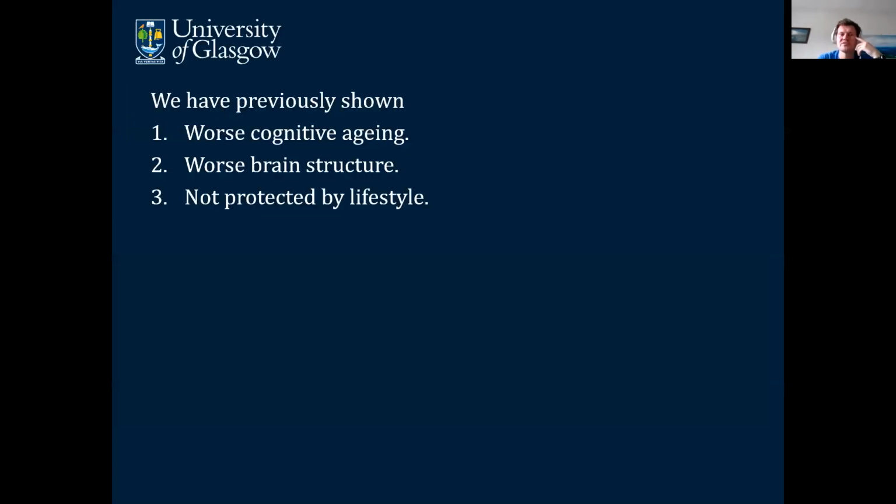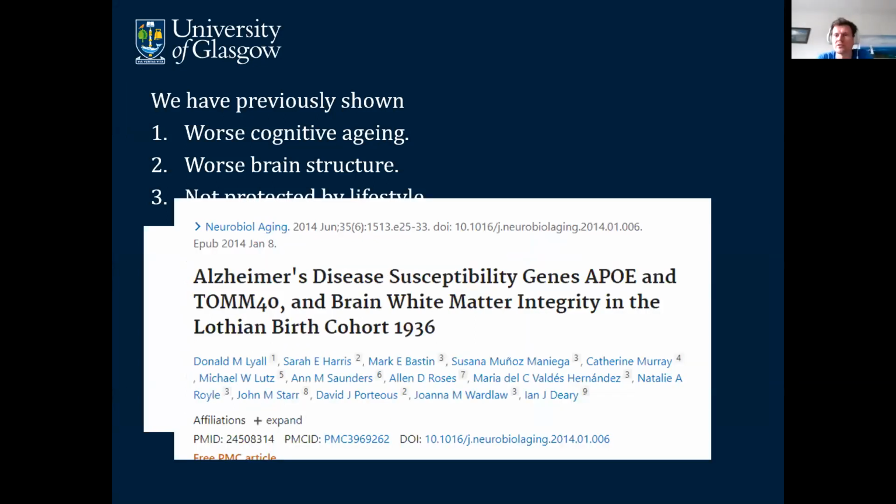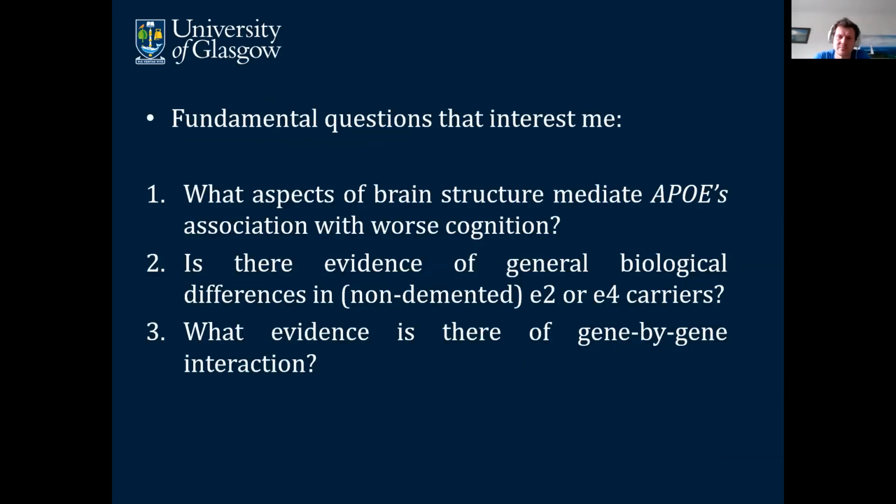So in previous studies, we've generally shown that ApoE4 genotype is associated with worse cognitive aging in the Lothian Birth Cohort, with worse brain structure, and also that it's not really offset by lifestyle. It doesn't really interact with lifestyle. So if you have an ApoE4 allele, it doesn't seem to, at least, increase your vulnerability to things like smoking or drinking too much or not exercising. It seems to be just a direct main effect that you can't really offset tremendously by improved lifestyle and so on.